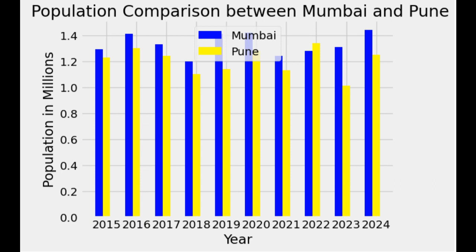We have already started a series of Python visualization. Now we are moving to our next visualization. So in this tutorial, we learn about the bar chart to compare the populations of Mumbai and Pune for the years 2015 to 2024. So let's get started.